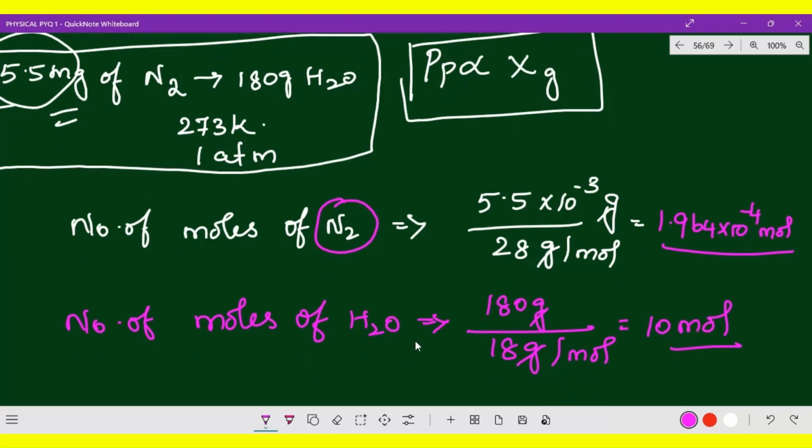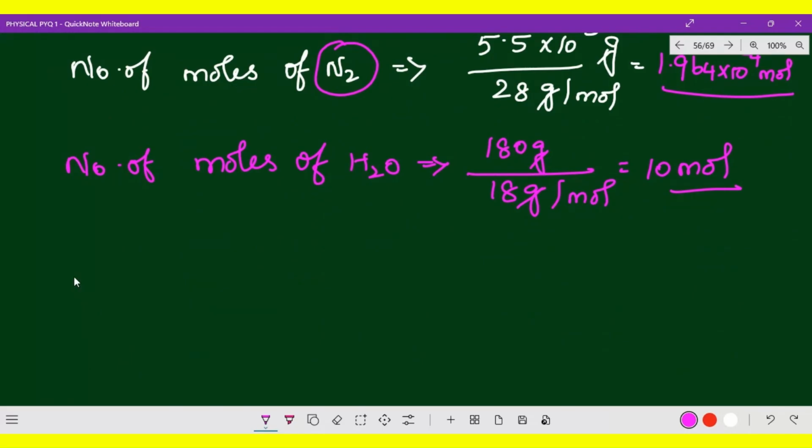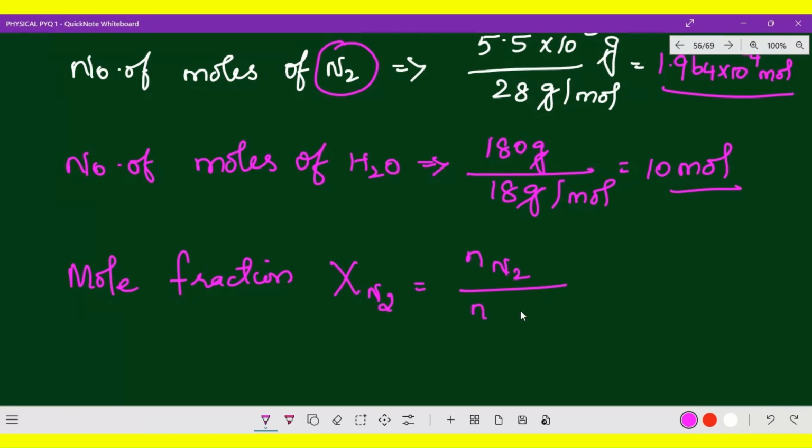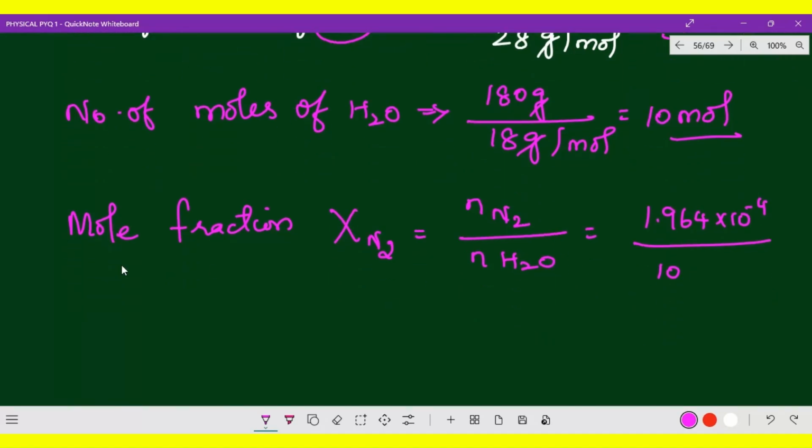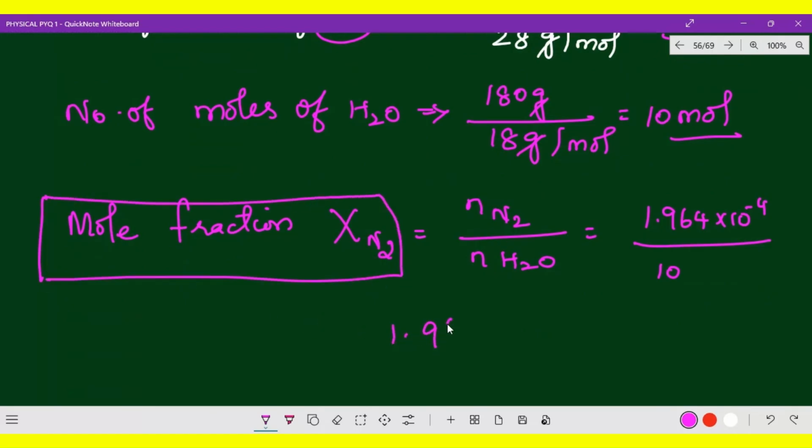Now we are going to find the mole fraction. How do we identify it? The mole fraction, with the symbol capital chi: chi of nitrogen gas N2 equals N of N2 divided by N of water. That is 1.964 into 10 to the power of minus 4 divided by 10 mole. Dividing, the mole fraction is 1.964 into 10 to the power of minus 5.